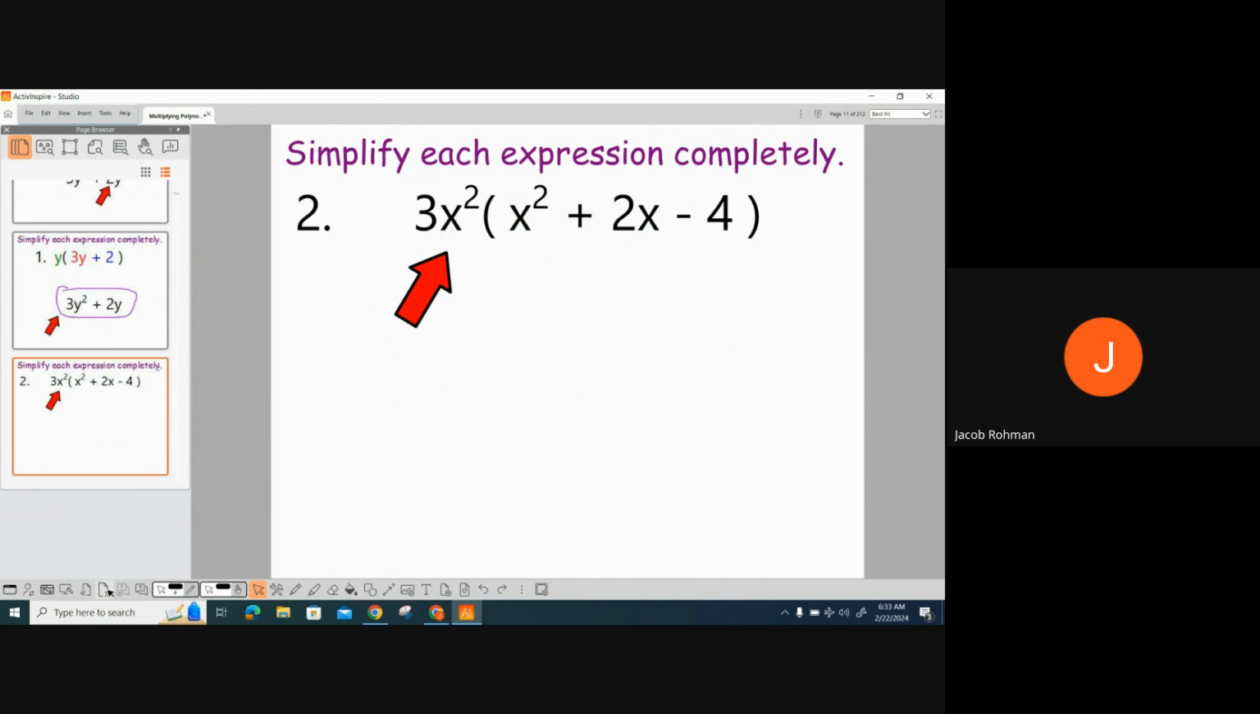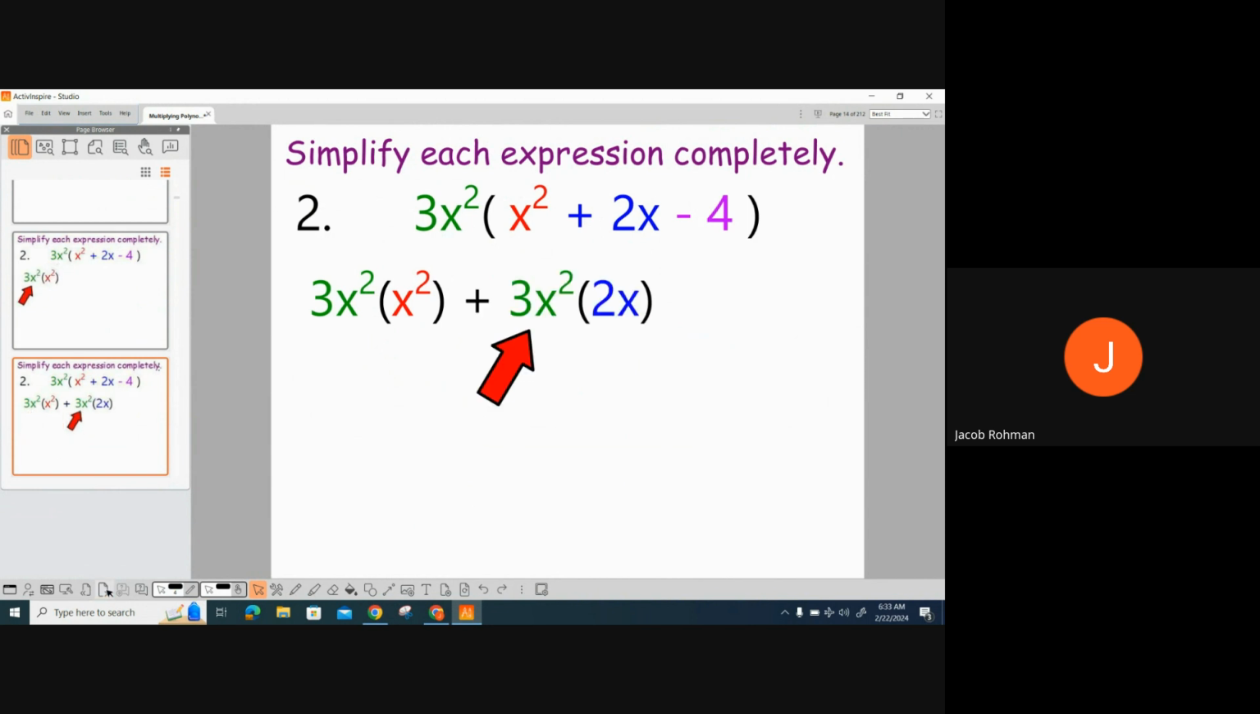Example 2, you have a trinomial inside the parentheses, being multiplied by the term 3x squared. So again, we're going to use the distributive property, multiplying the green to all the red, blue, and purple inside. So 3x squared times x squared, then 3x squared times 2x, and then 3x squared times negative 4.